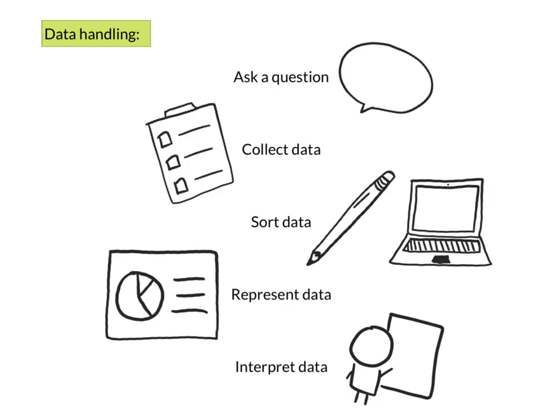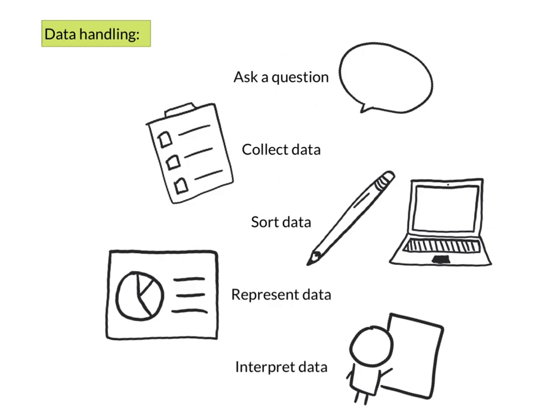Now let's review where we are in the data handling cycle. The way data handling works is that you start by asking a question. This could be something that you want to research, or maybe a company wants to research something about their product. Next, you would collect data, and that collection of data will be based on the question you ask. So the way you collect the data and the questions you ask in the data collection will be based on the initial question.